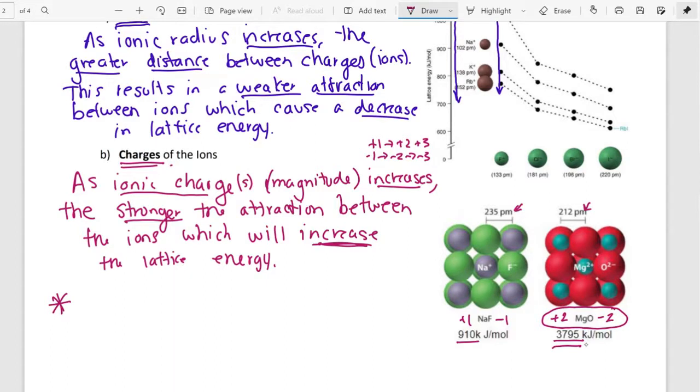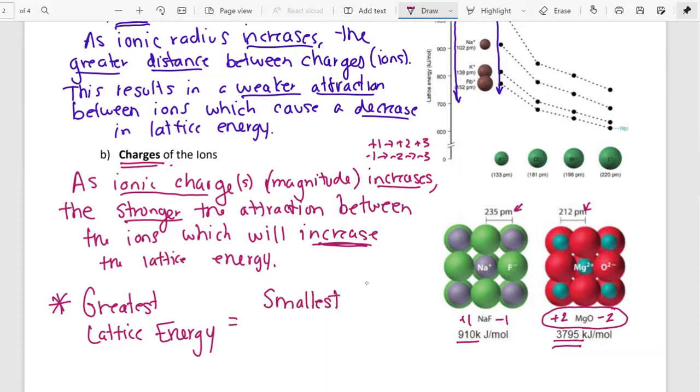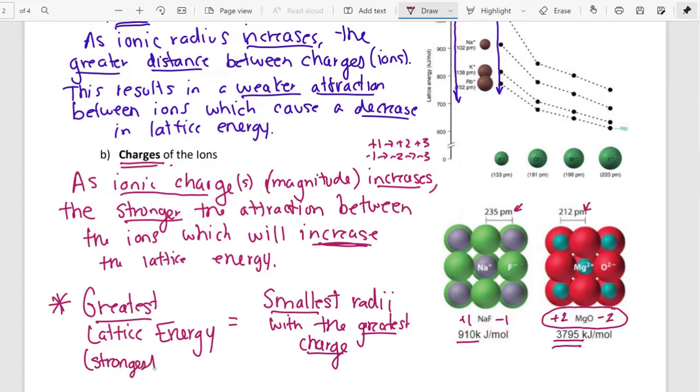much greater lattice energy. So when you're comparing various groups, for the greatest lattice energy, you're looking for the ionic compound with the smallest radii with the greatest charge. So the smallest radii with the greatest charge is going to give you that greatest lattice energy. And just remember, greatest lattice energy is the strongest attraction between the ions.